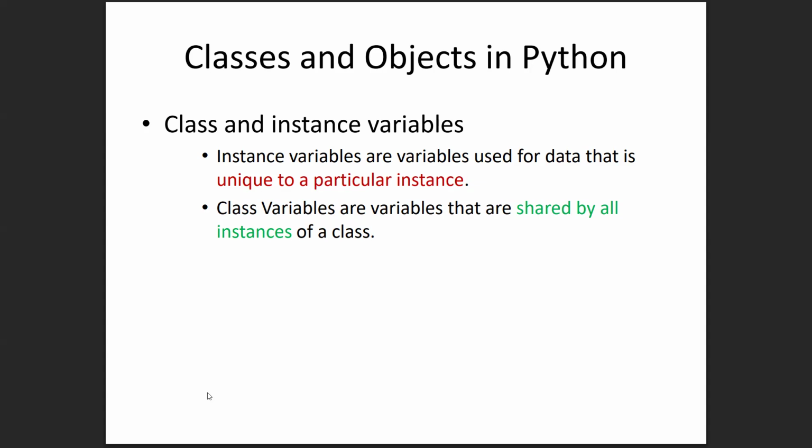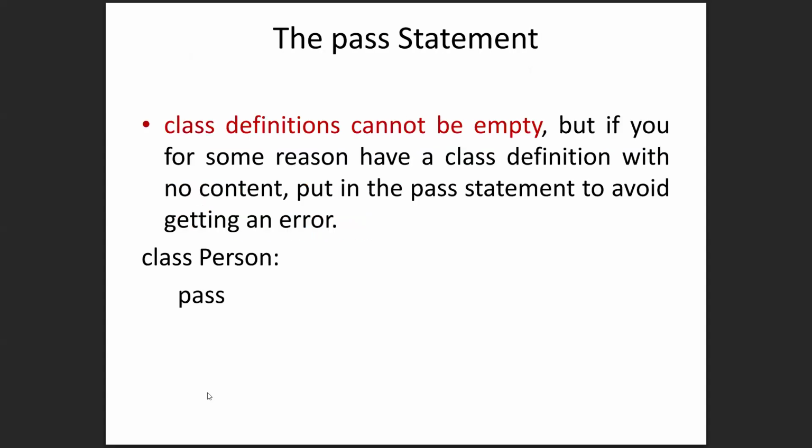Class variables are variables that are shared by all instances of a class. What do you mean by class variables? It means they are variables which are shared by all instances of a class. That is the class variable.